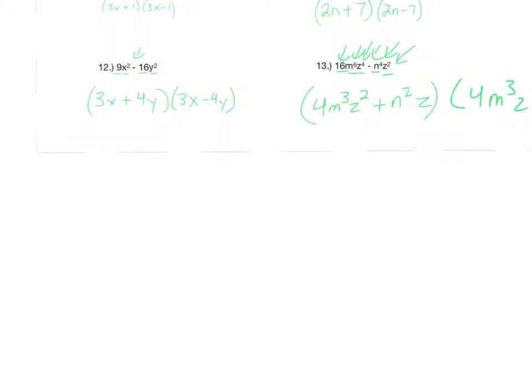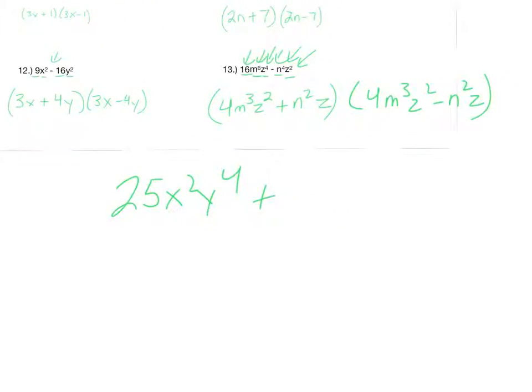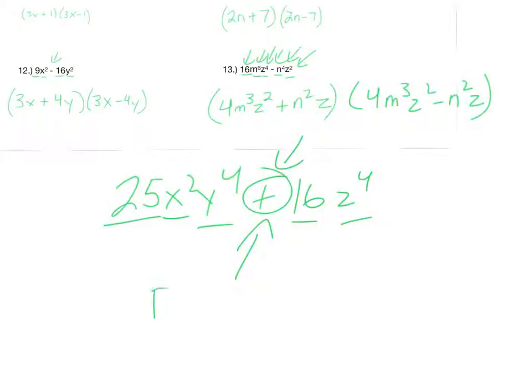And one more. Let's take a look at this one. 25x squared y to the 4th plus 16z to the 4th. Okay. Now you might say, hey, you could take the square root of these, right? But the reason why this would be prime would be because of this plus sign. This plus sign would make it prime because you can't use difference of squares if you have addition. And we also don't have any greatest common factors that we'd be able to take out. So this would be, in fact, prime.